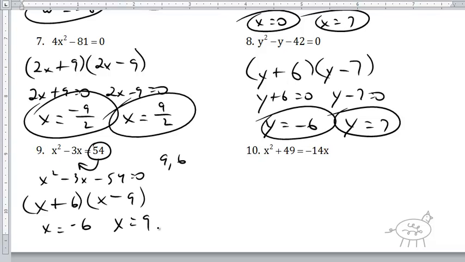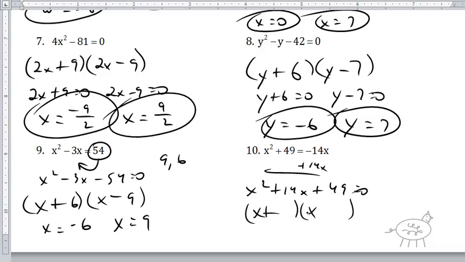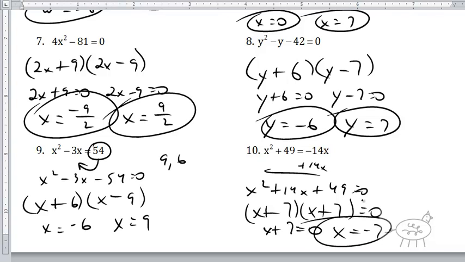Okay? Not bad. And then again, I'm going to add 14x to both sides. So you get x squared plus 14x plus 49 equals 0. So they're both positive. And the only thing that gives you 49 is 7 and 7. And 7 plus 7 is 14. So that works out well. So x plus 7 equals 0. So x equals negative 7. Okay, I got another one here too, but they both equal negative 7.